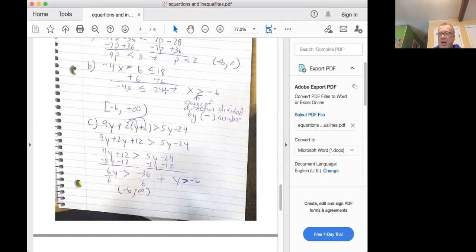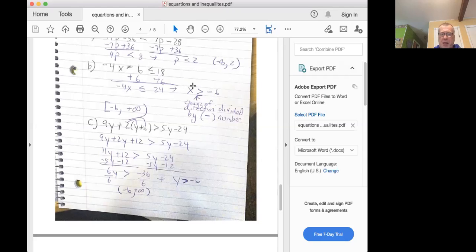Since we're going to divide by a negative number, we have to change the direction of the inequality. So we divided by negative 4 and got negative 6 because 24 divided by negative 4 is negative 6. That said, since we divided by negative, this is no longer going to be a less than or equal to. It changes to greater than or equal to.